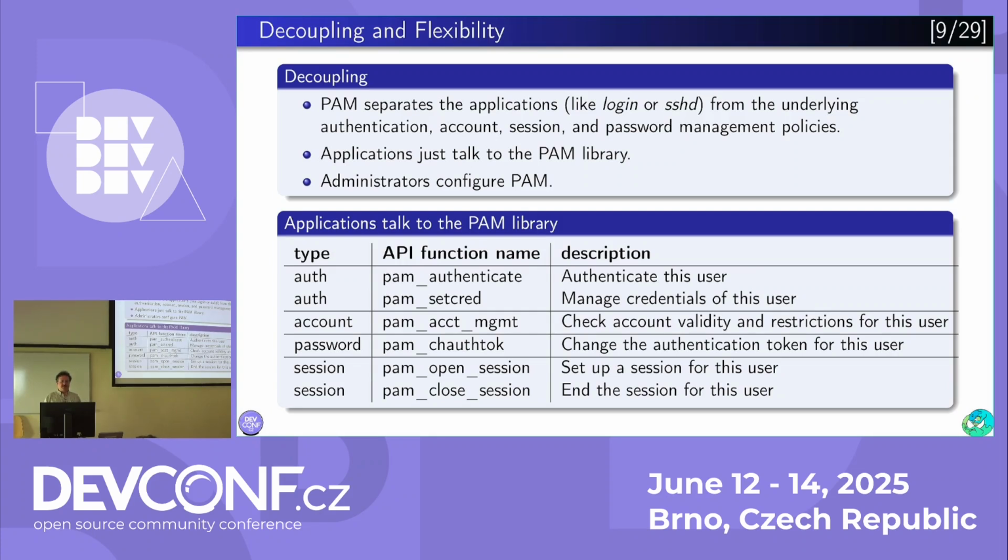Just a few words about the application part because it will be important later. Various management groups have different numbers of API functions to do the thing. For example, the authentication management group has two of them. One is authentication, and another one is setting credentials, or changing or deleting or whatever. The account management and password management have only one function, and session management also has two, like opening the session and closing the session. This will have some very important implications later during this talk, so you will see this slide maybe once more later.